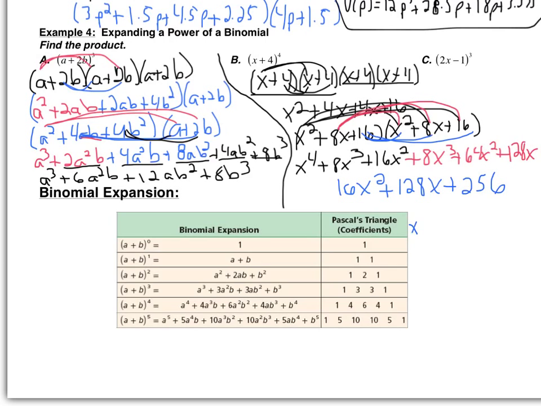So we have x to the 4th, and then we have 8x cubed and 8x cubed. So we have 16x cubed. And then we have 16x squared plus 16x squared, that's 32x squared plus another 64. So we have 96x squared. And then 128x and 128x is plus 256x plus 256.